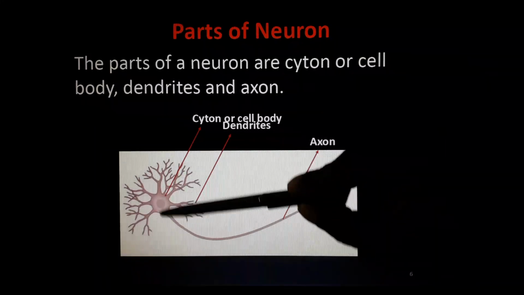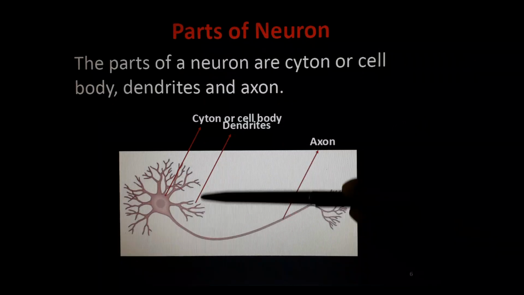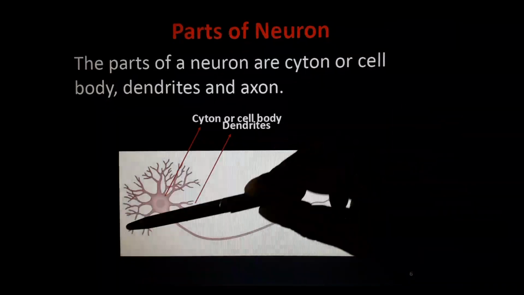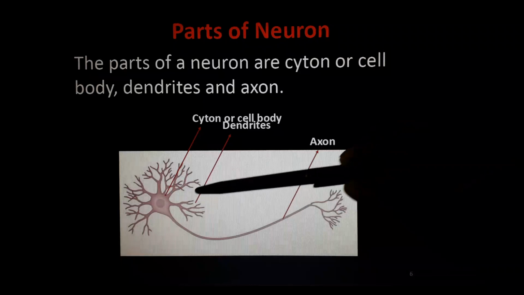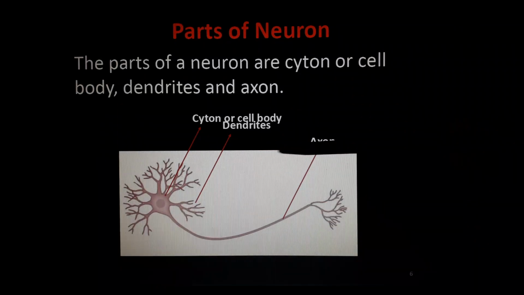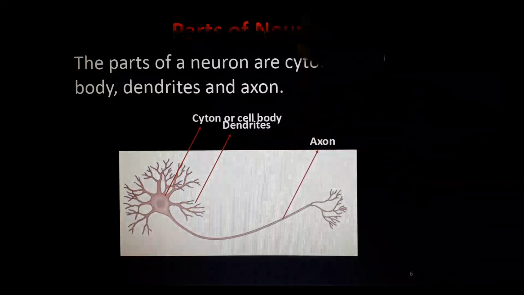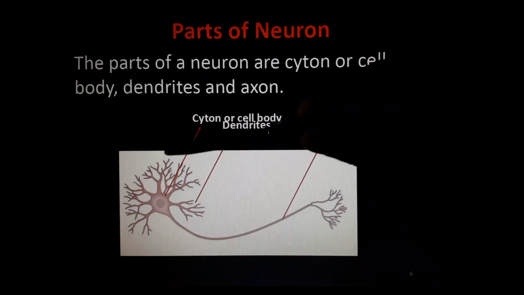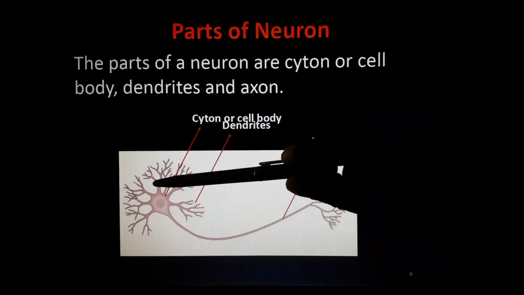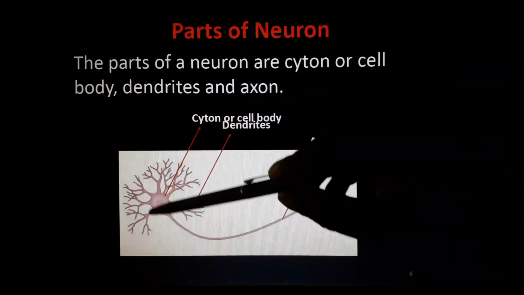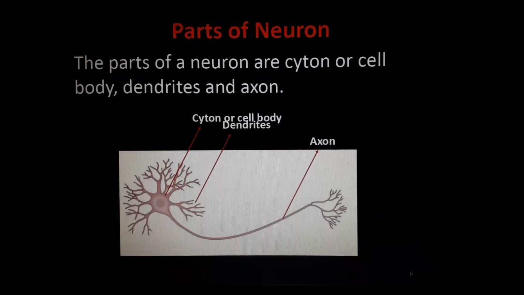This is the cell body or cyton or cytoplasm. Dendrites, these branch-like structures, like a tree's branches, are called the dendrites. Consider the neuron as a tree. The stem is axon, branches are dendrites, and root is nerve endings. So what is the role of these dendrites? The signal from another neuron will come and stop here, and this dendrite will carry the impulses or the signals to the cell body or the cytoplasm. This is the main part of the neuron where we have the nucleus and all.